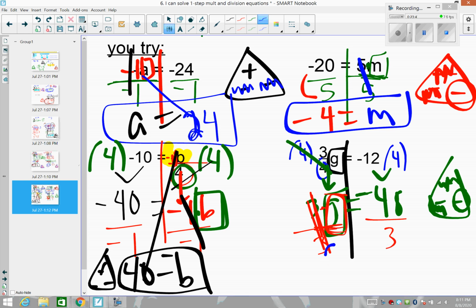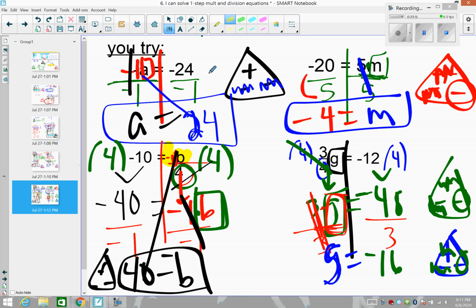So we end up with G is equal to, build our triangle. We have a negative 48, a positive 3. The result of that is negative 16. So we believe that the G value is equal to negative 16. And for the sake of not making the video any longer, I'm not going to plug that back in.